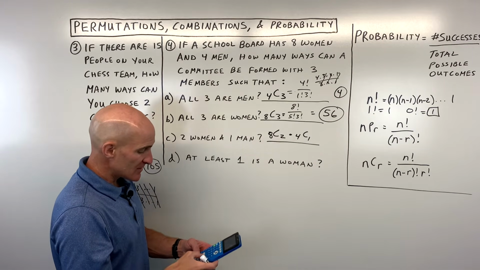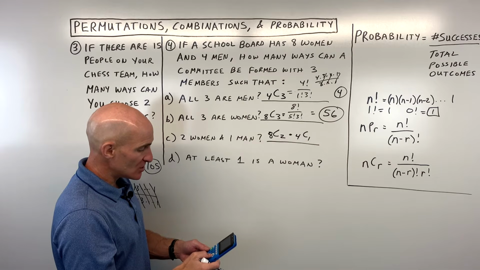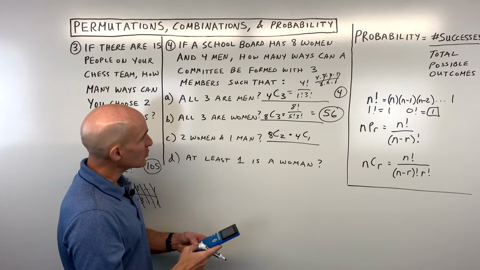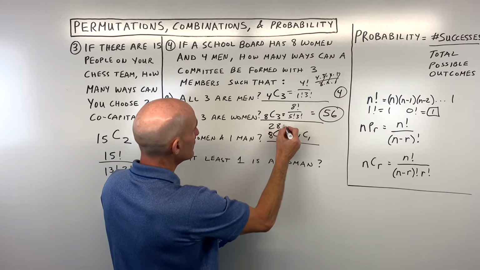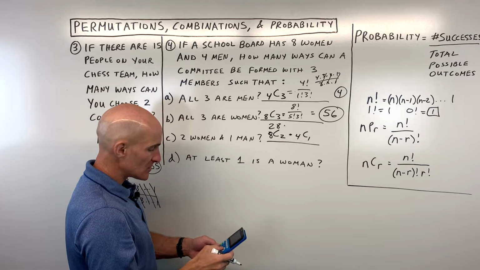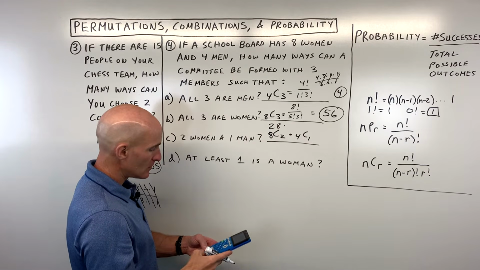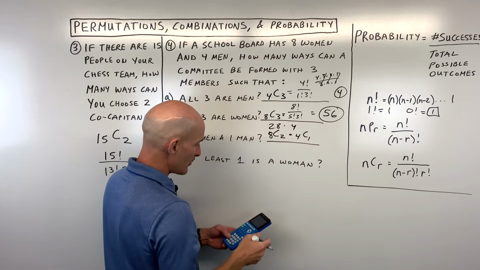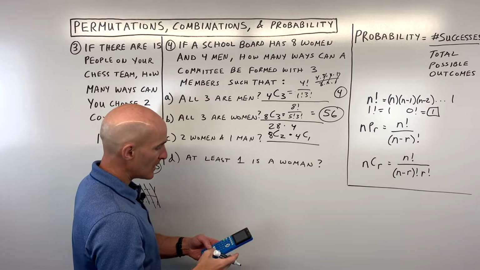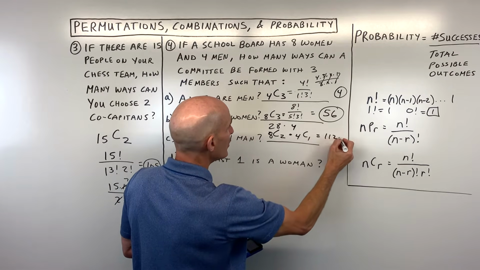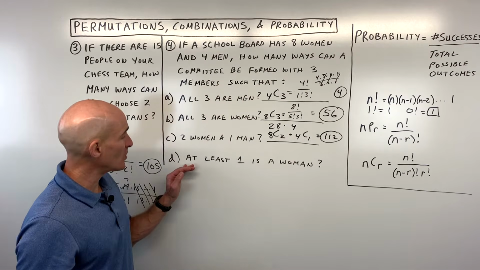So let's see what this comes out to. 8 combination 2 is 28, and 4 combination 1 is 4. And if we multiply those together, we get 112. So 112 outcomes there.